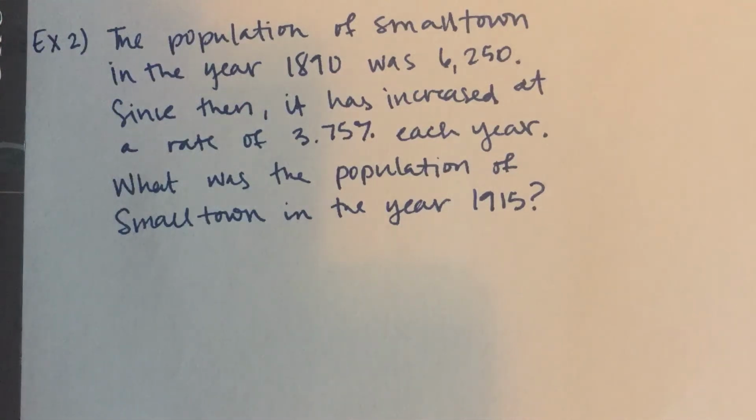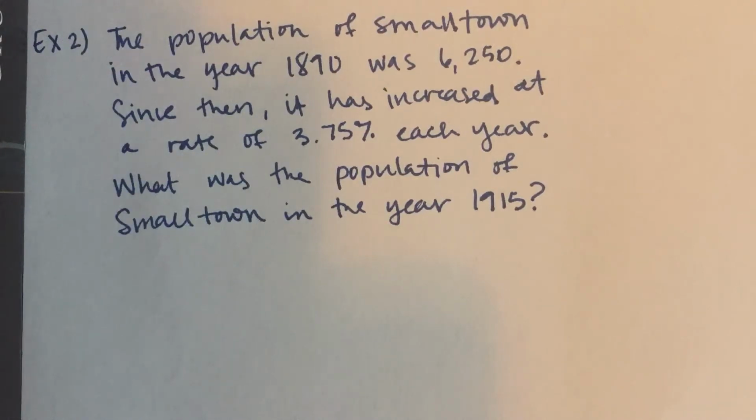Similarly to how we did example 1, the very first thing that we want to do is take a look at our problem and see what clues it gives us. So if we read this out, it tells us that the population of small town in the year of 1890 was 6,250 people. Since then, it has increased at a rate of 3.75% each year. What was the population of small town in the year 1915? And again, we're looking for some clues.